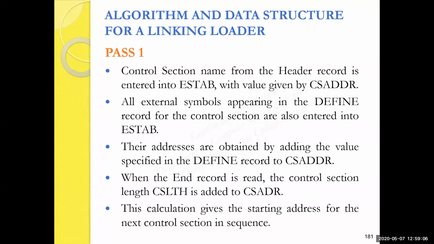So, to summarize pass 1: the name of the control section from the header record is entered into the external symbol table with the value control section address, CSADDR. Further, all symbols in the define record are entered into the external symbol table with the value currently available in the define record plus the control section address. When the end record is encountered during pass 1, the control section length, which is available in the header record and saved in the variable CS length, is added to the control section address to obtain the starting address for the next control section in the input sequence. You may notice that during pass 1 only the header, define and end records are processed, while the text and the modification records are ignored.